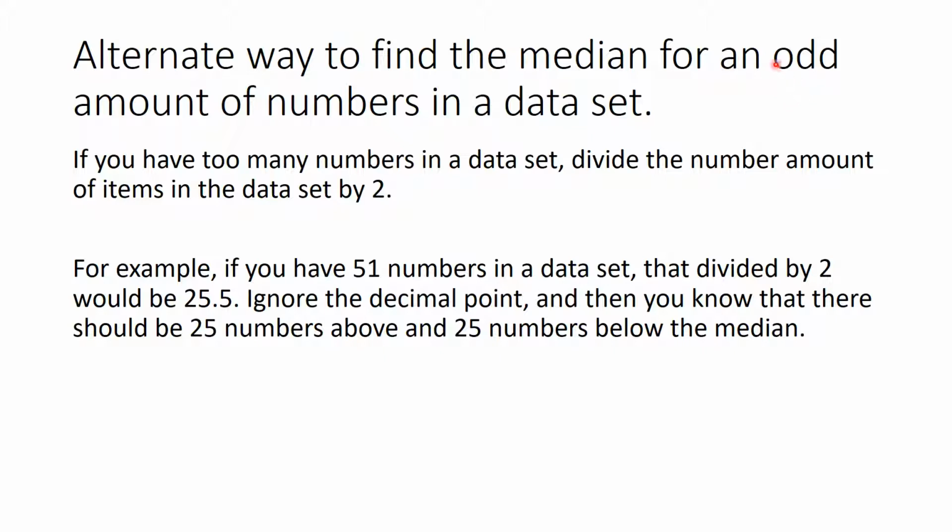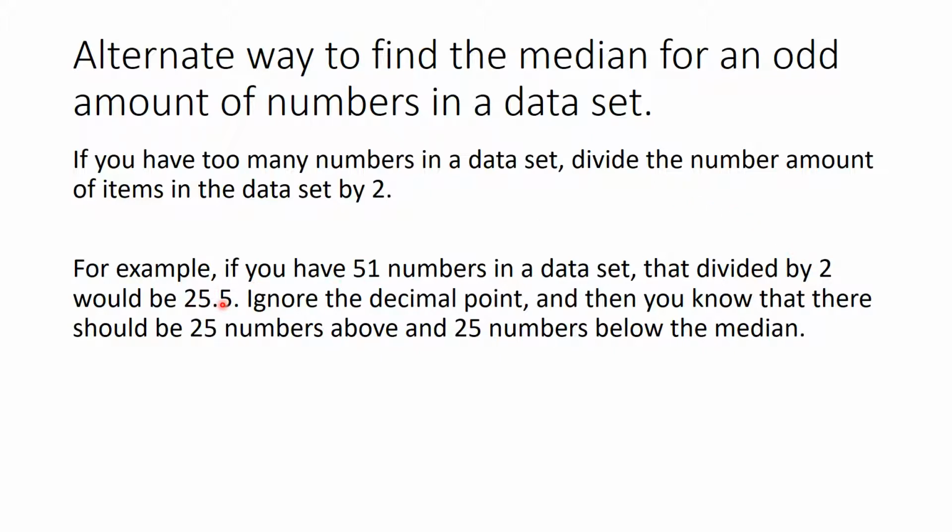So remember, this only works for an odd amount of numbers in a data set. First things first, you're going to want to figure out how many items you have in your data set total. Once you do that, you're going to divide that number by 2. Simple as that. For example, if you had 51 numbers in your data set total, then you would divide 51 by 2, and that should give you 25.5.